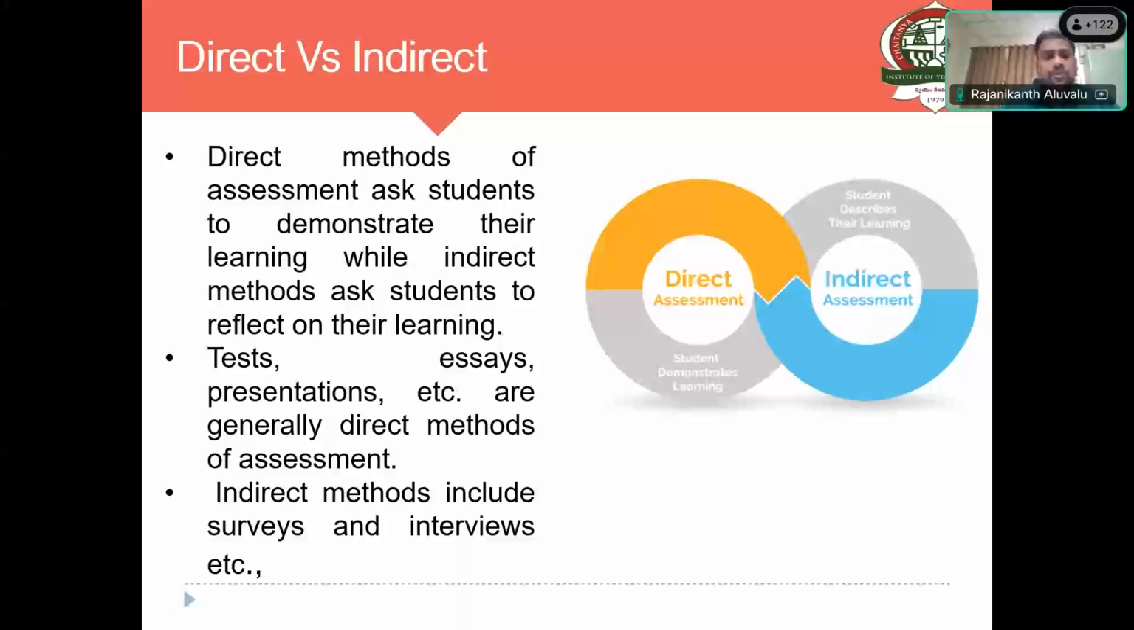So finally, to complete the assessment of OBE, we need to perform the direct assessment and the indirect assessment. And this assessment should be for the course, for the program, as well as for the institution.